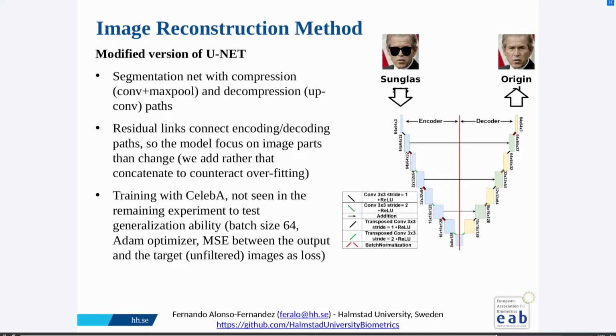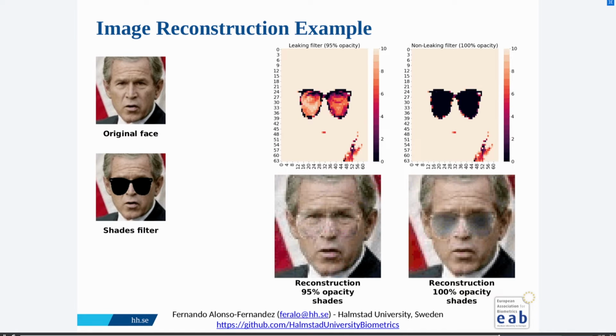This network is just an encoding and decoding part. This is why it's called UNet, with residual links. The encoding and decoding paths are connected to try to concentrate on the parts of the image that change. And this network has been trained with the Selfie database, which is not seen in the rest of the experiment. So we also try to test generalization when this network is trained with one database and then tested with a completely different database.